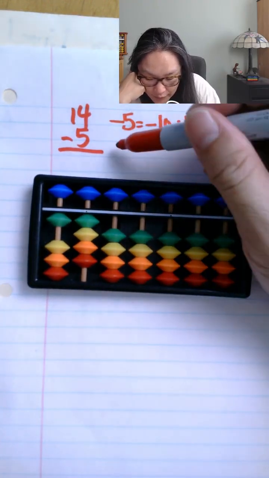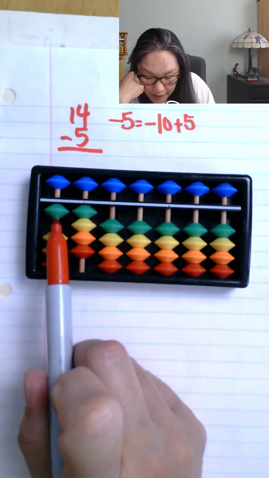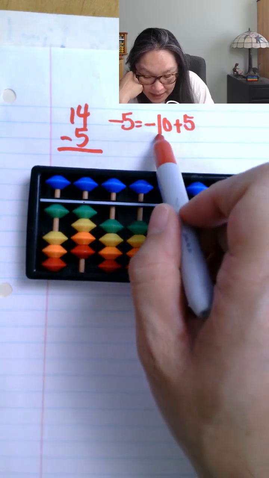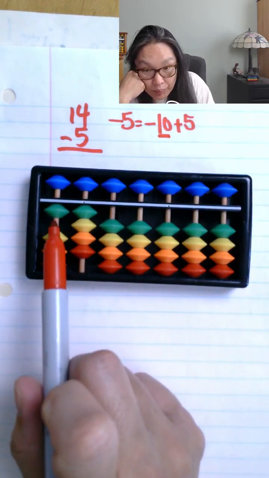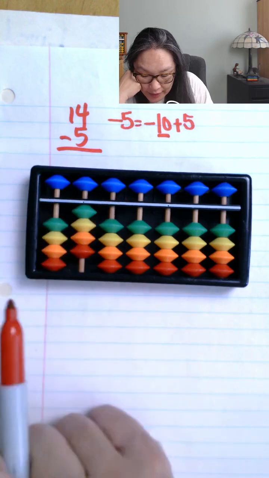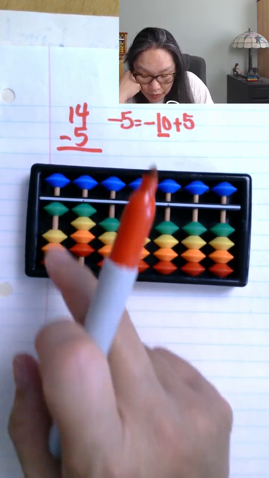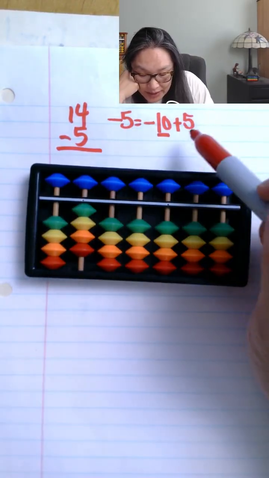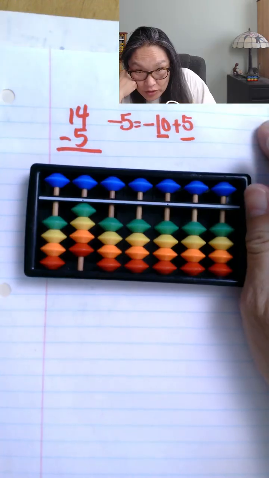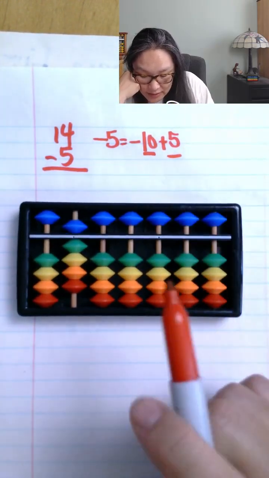Again, it's just like if we had... So what do we do? We minus the 5. We minus the 10. That means we borrow the 10. We take away the 10 because we're borrowing. We take away the 10, but then we need to add the 5. So on the abacus, we just need to add the 5. My answer is 9.